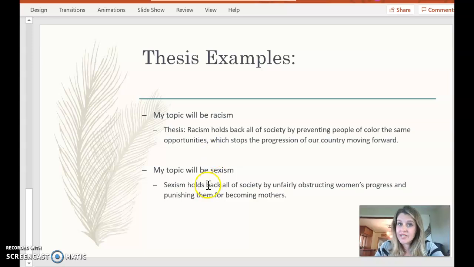All right, another example. My topic is sexism. Sexism holds back all of society by unfairly obstructing women's progress and punishing them for becoming mothers. So I was a little bit more specific in my second one. And I'm not just going to focus on sexism overall. I'm really going to focus on sexism towards women who are mothers. So that way I'm narrowing my focus. So those are a couple examples. Obviously, not ones you have to choose, just some ideas.